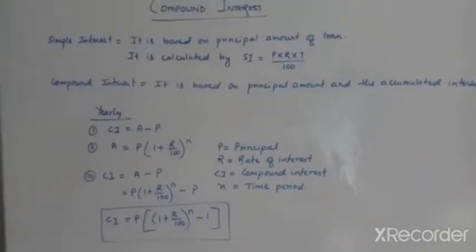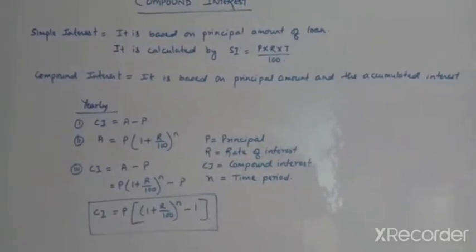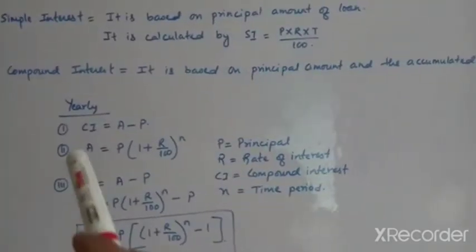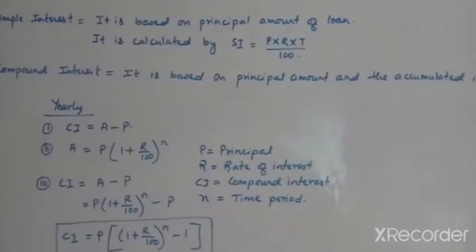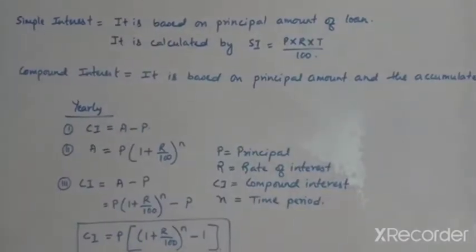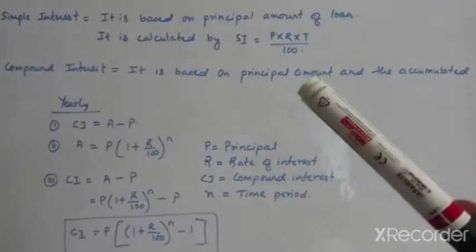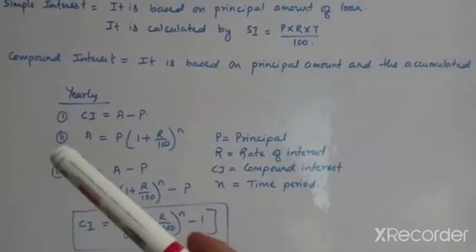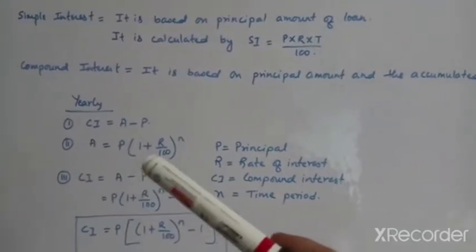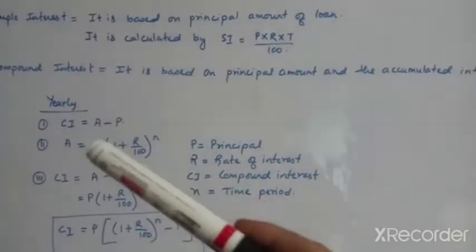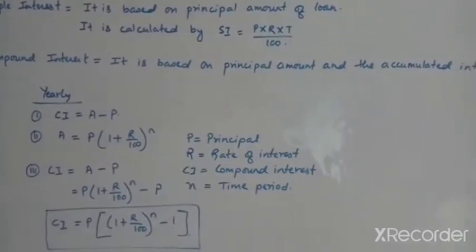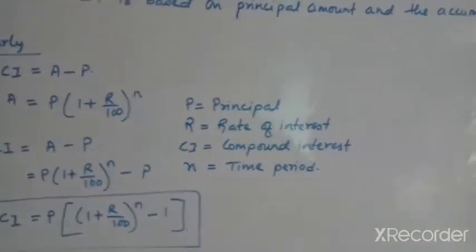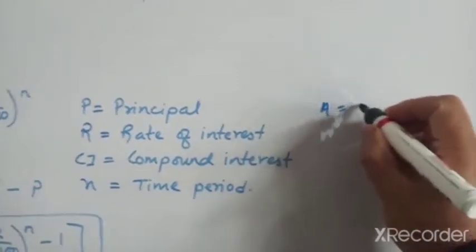Now, to calculate compound interest for yearly problems, we have these formulas. Number one: interest means amount minus principal. As we have already learned in simple interest, amount means principal plus interest, and interest means amount minus principal. And amount is given by the formula A equals P into (1 plus R by 100) to the power n, where P is the principal, R is the rate of interest, CI is the compound interest, n is the time period, and A is the amount.